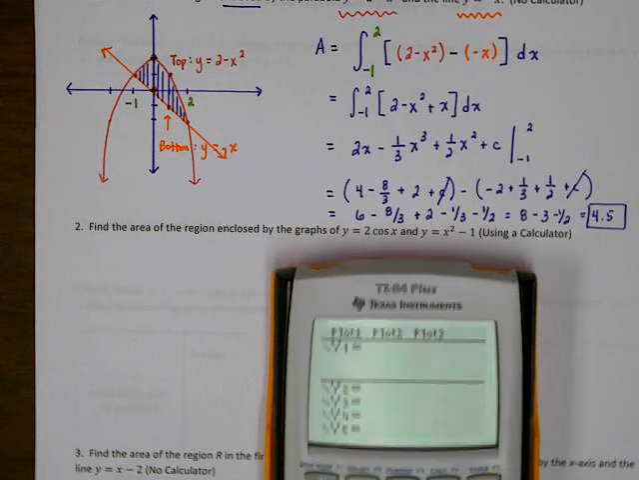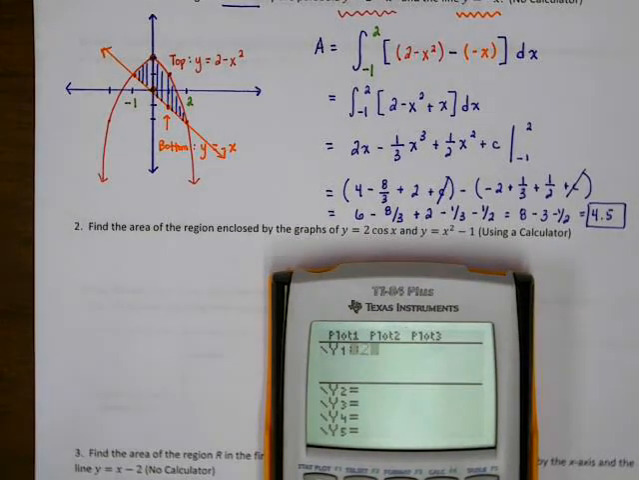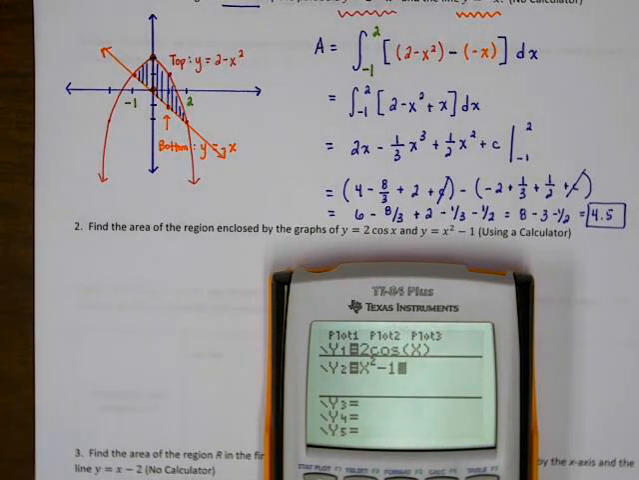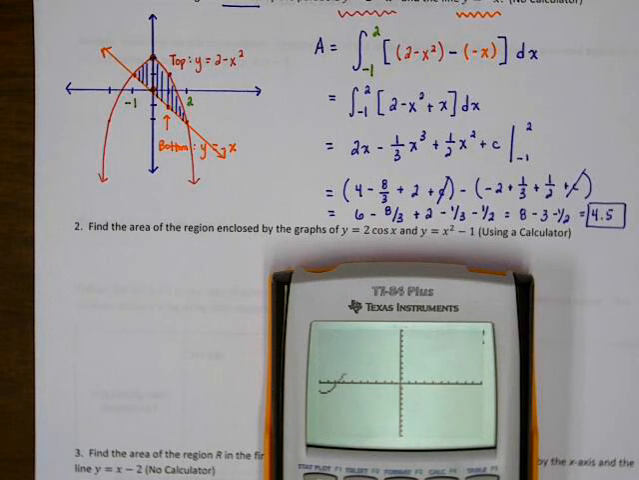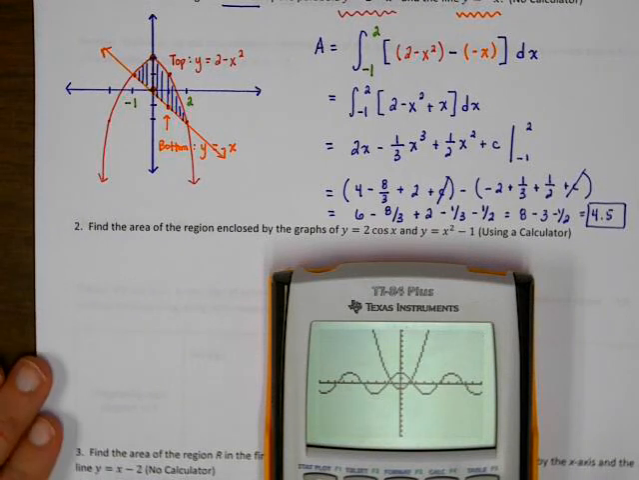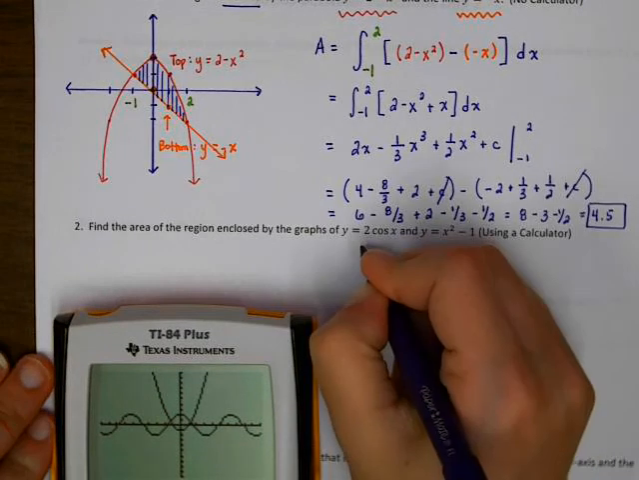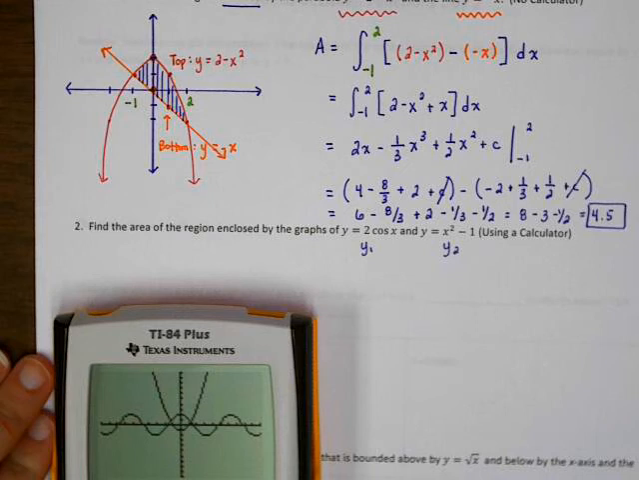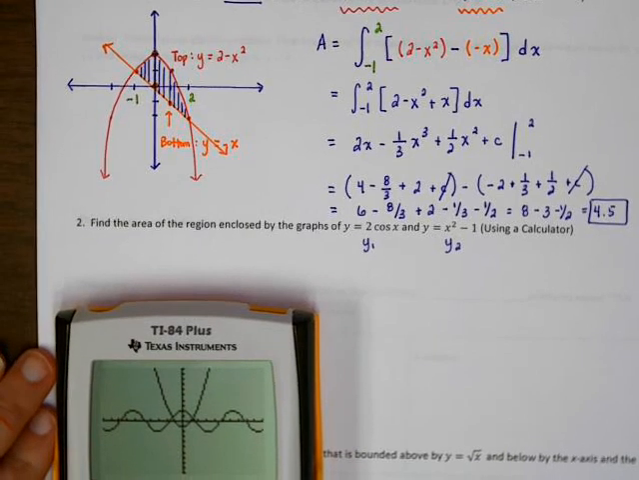My first step here is going to be to graph those functions. So on my calculator, in the y1, I'm going to type in 2 cosine x, and in the y2, I'm going to type in x squared minus 1. I'm going to make sure I'm in my standard zoom, so I put zoom 6 to make sure I was in standard zoom, and I see this picture. Now I'm also going to make a note on my paper that I typed this function into y1 and this function into y2. That's going to be helpful for us in a little bit.